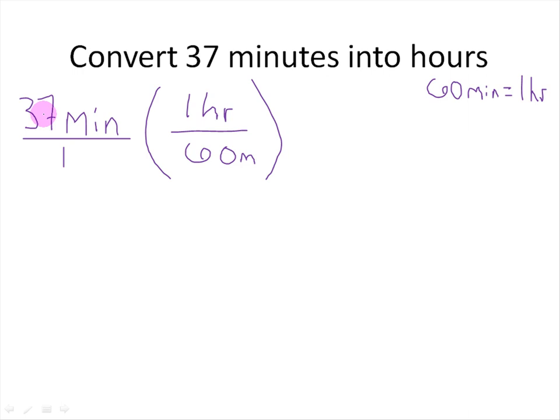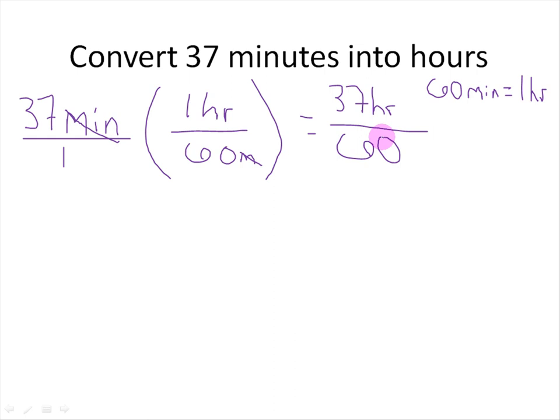Now I can come through and do my multiplication. Now I can come in and do canceling. So minutes cancel with minutes. So now this 60 is just a pure number. It doesn't have any units connected to it. And this 37 is just a pure number. It doesn't have any units connected to it. But I'm going to multiply that times 1 hour. So 37, pure number, times 1 hour is 37 hours. And 1 times 60 is 60.